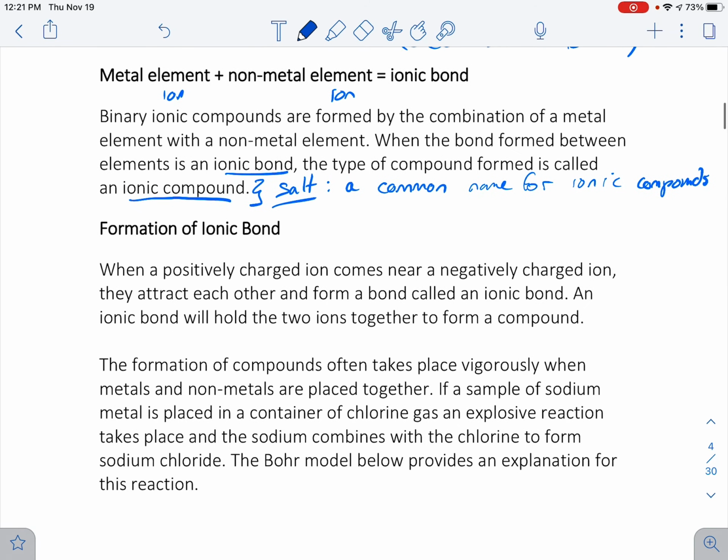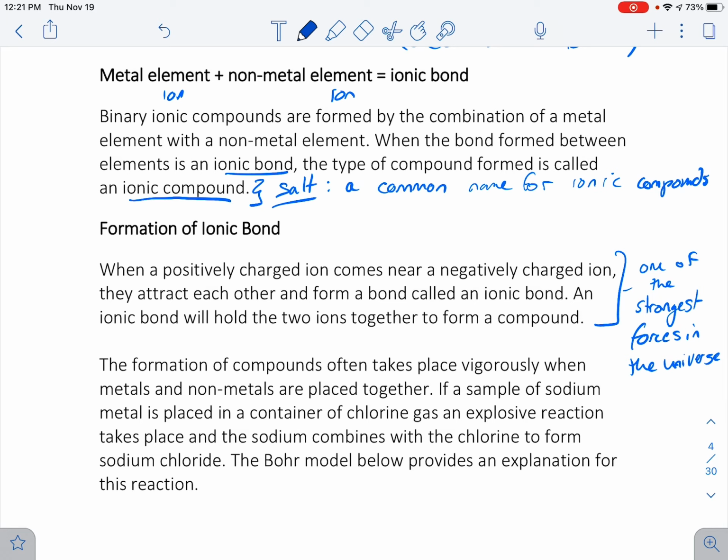To form an ionic bond, when the positively charged ion comes near a negatively charged ion, they are attracted to each other and they form a bond called an ionic bond. An ionic bond will hold the two ions together to form a compound. This is one of the strongest interactions, one of the strongest forces in the universe at work here. Positives and negatives attracted to each other. This is a very strong way of connecting two elements together.